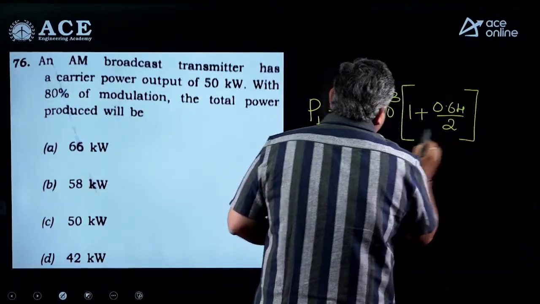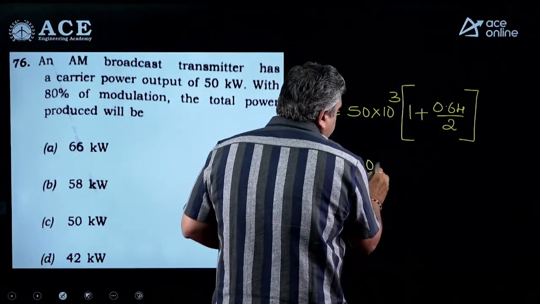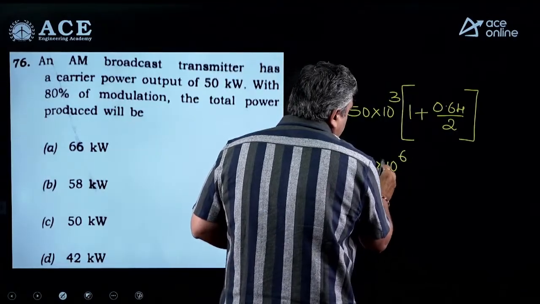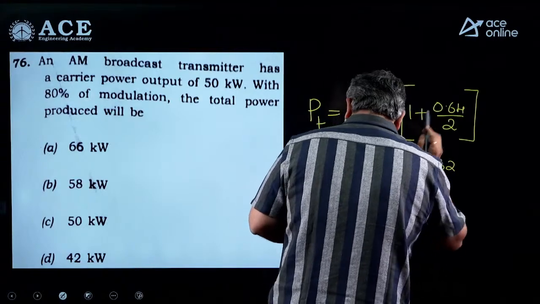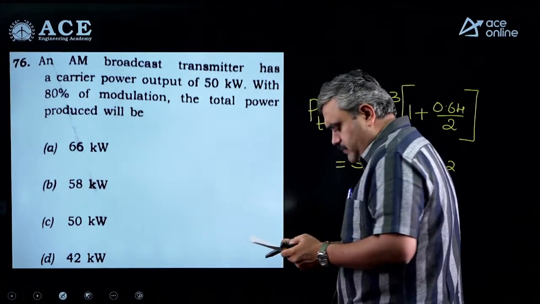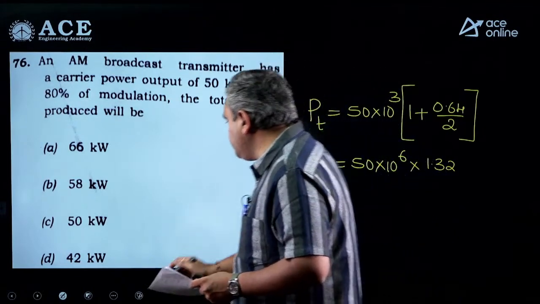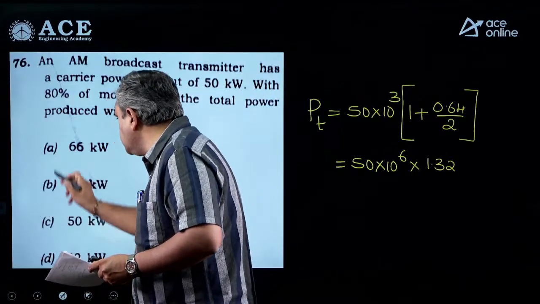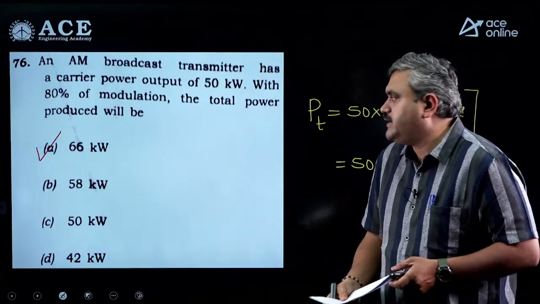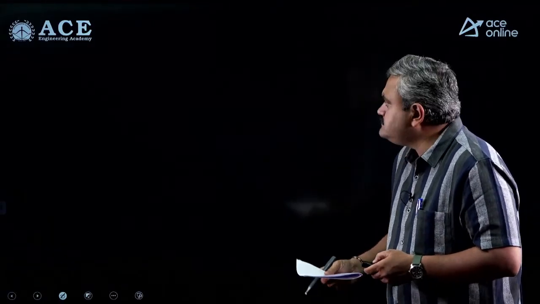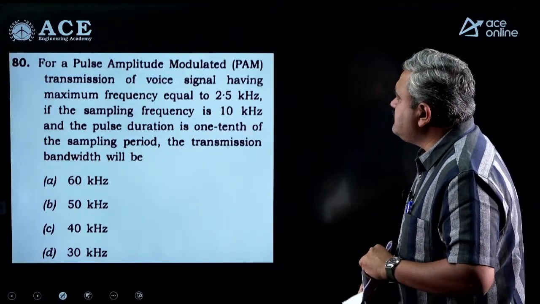So it will be 50 into 10 power 6 into 1.32. So when you do the numerical, it becomes around 66 kilowatt. So the correct choice is option A. Okay, straightforward formula bit only. Next, let us see this 80th one.